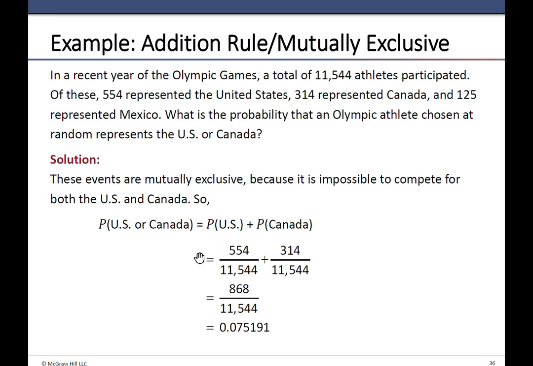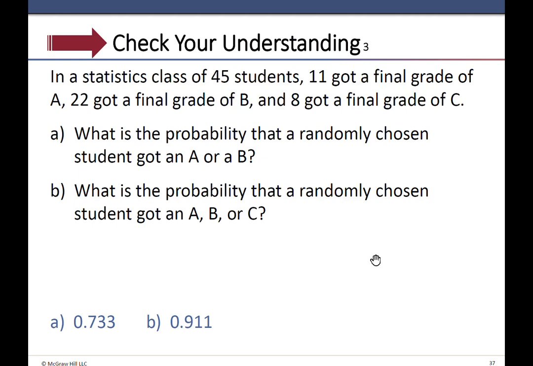So the probability simplifies. If I want the probability of U.S. or Canada, I simply add the individual probabilities of U.S. and Canada together. So 554 out of the 11,544 are from the U.S., 314 out of 11,544 are from Canada, so we just add those together and get 868 out of 11,544, which is about 0.075. Okay, so very nice if they're mutually exclusive.